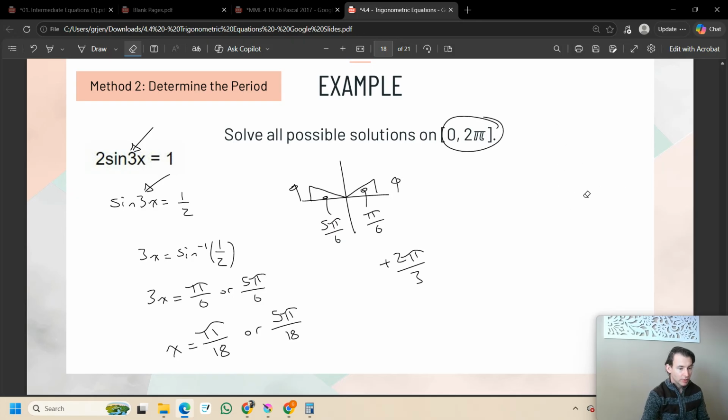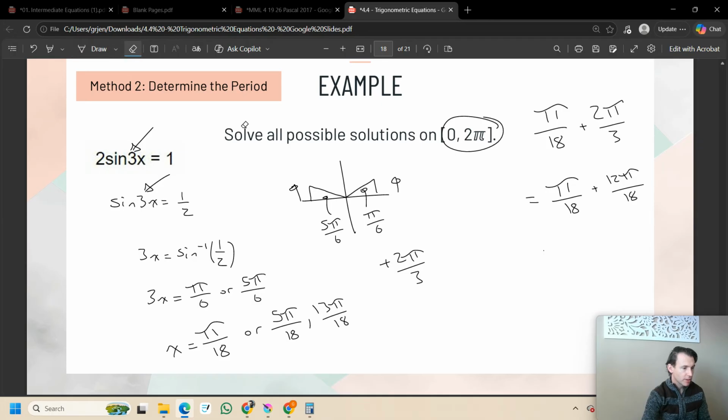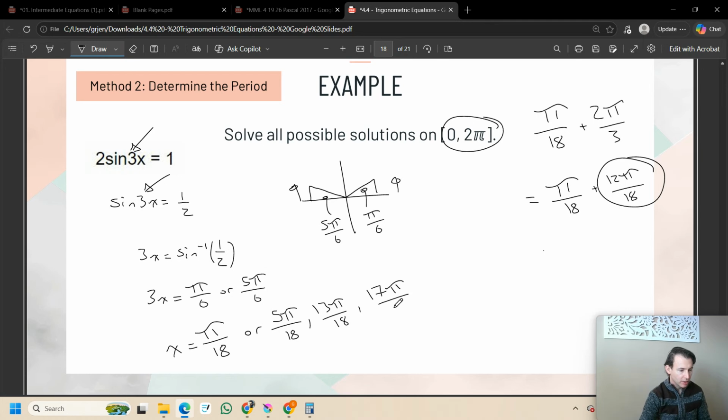So let's do that. So pi on 18 plus 2 pi by 3. Show you my fractions. This is the same thing as, well, 13 pi on 18. So it's pi on 18 plus 12 pi on 18. It's my common denominator. So that gives me 13 pi on 18. Lovely Fibonacci numbers. And then I'm going to add another 12 pi on 18 to 5 pi. So I get 17 pi on 18.